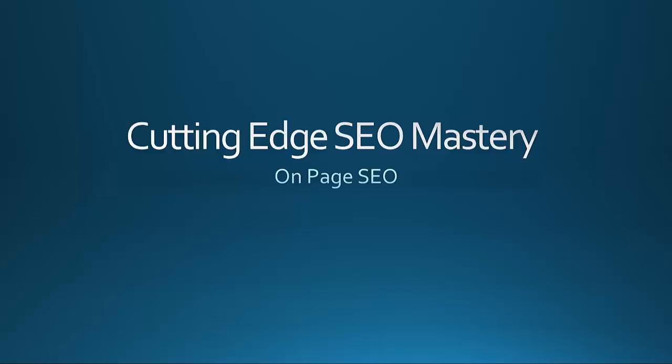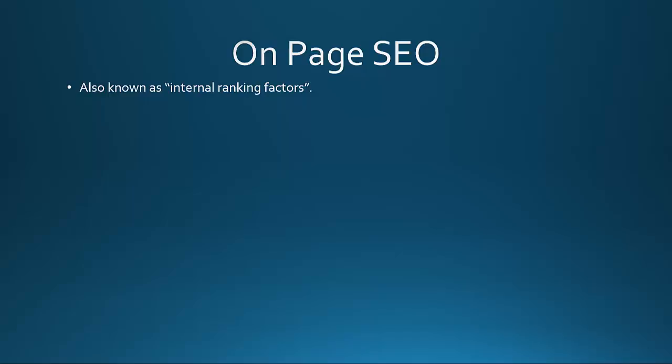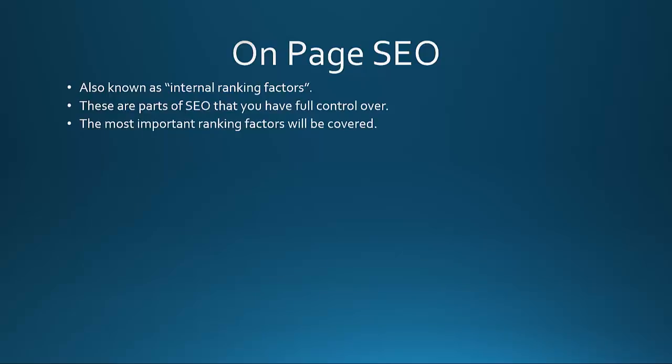In this video, we will be discussing on-page SEO. On-page SEO, it's also known as internal ranking factors. These are parts of SEO or search engine optimization that you have full and total control over. These are areas of your SEO strategy where you can easily overtake your competition, where you can do stuff on your own website to improve how it ranks and how Google sees your website.